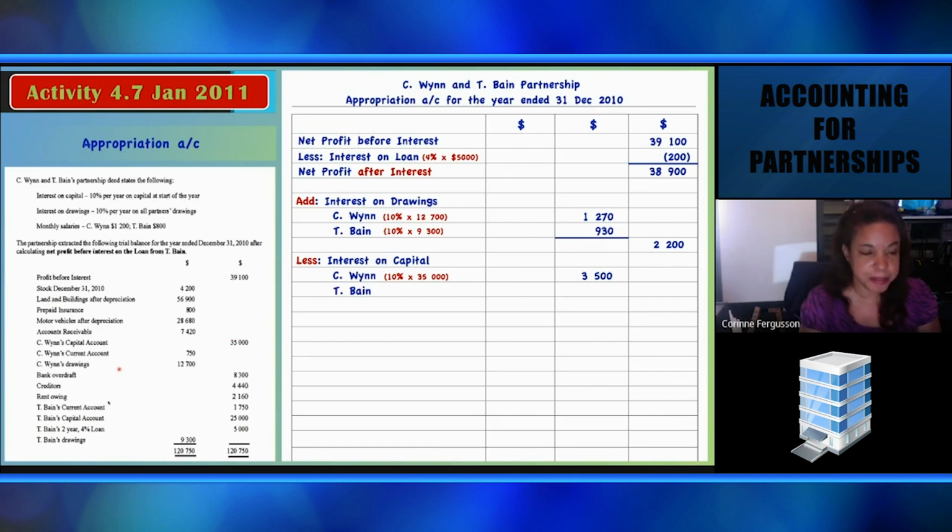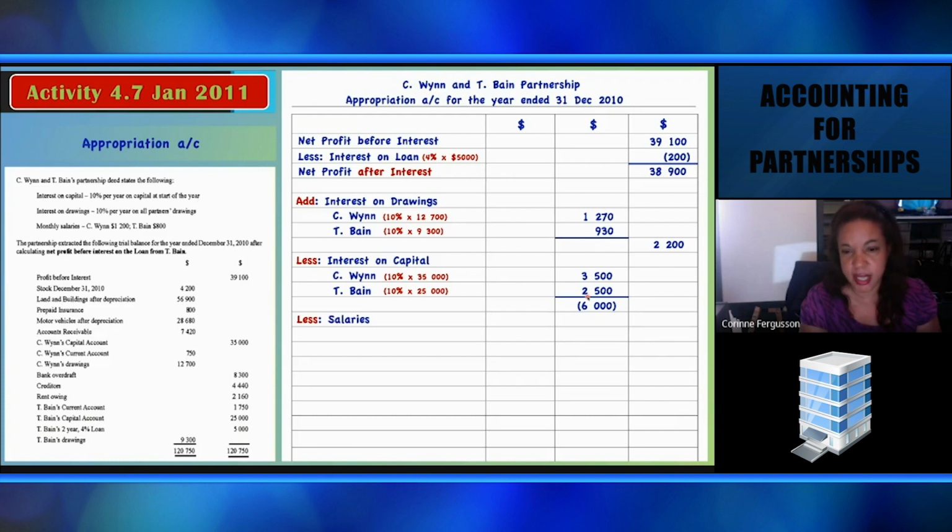And then for Bain, you look for his capital and you will see his capital that's current. His capital down here, which is T-Bain's capital account, 25,000. So 10% of 25,000, 2,500. And that is good. You move on. You add it up. You have the 6,000. This time I put brackets. It doesn't matter as long as your ending figure is the one in brackets. We good? So 6,000 is your total interest on capital.